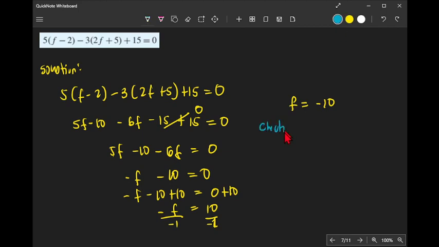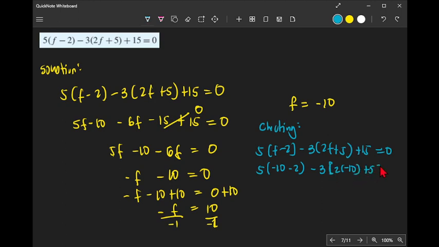So checking. Okay, so we have 5(f minus 2) minus 3(2f plus 5) plus 15 is equal to 0. So our f is negative 10. Then minus 2, minus 3 times 2 times negative 10. We'll use here a bracket. Then plus 5, plus 15 is equal to 0. We just first work on the bracket here. So this is negative 12.